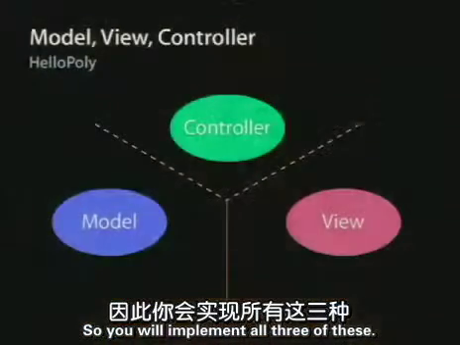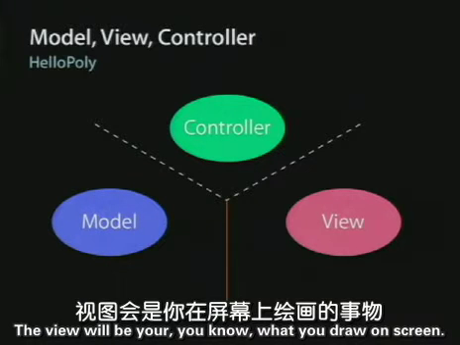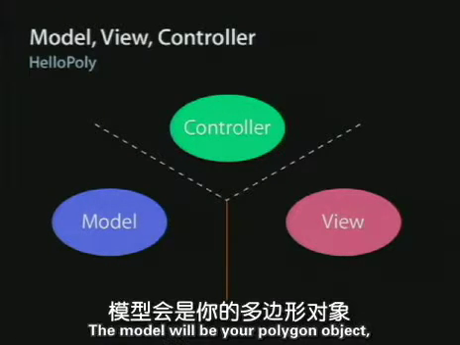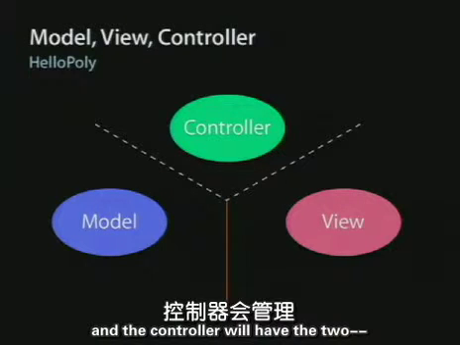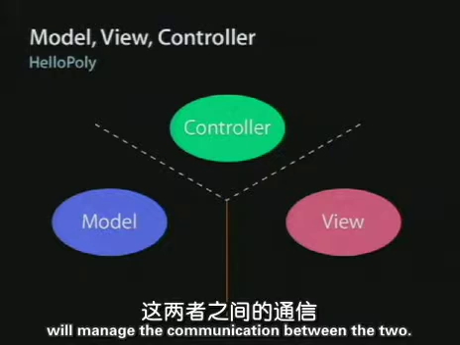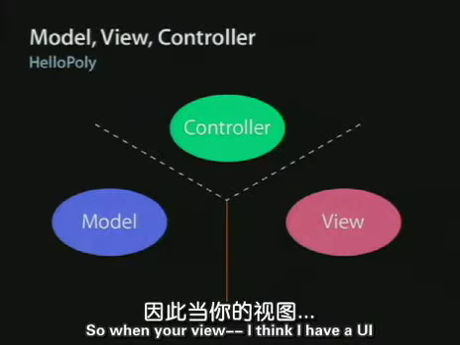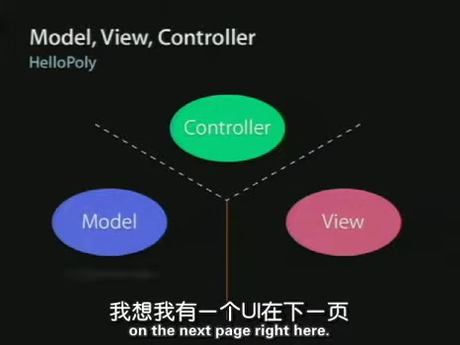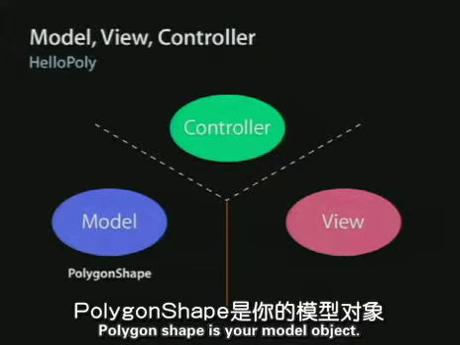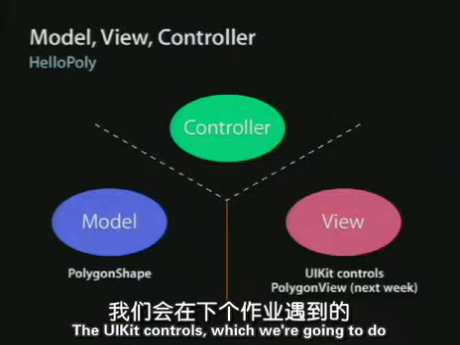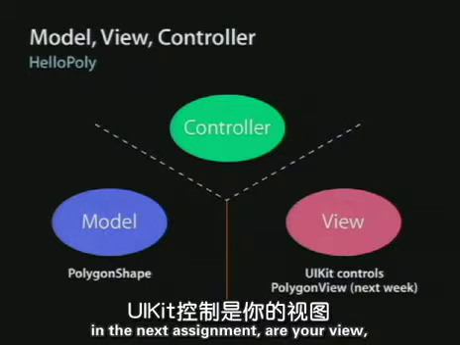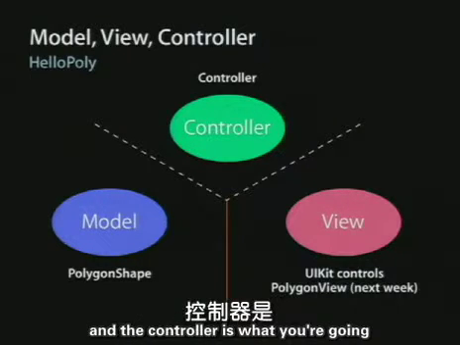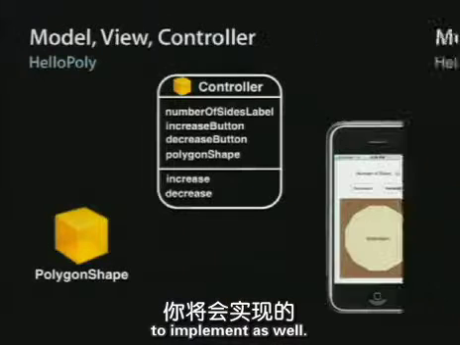So you will implement all three of these. The view will be what you draw on screen. The model will be your polygon object, and the controller will manage the communication between the two. I think I have a UI on the next page. Well, here, polygon shape is your model object. The UIKit controls, which we're going to do in the next assignment, are your view, and the controller is what you're going to implement as well.